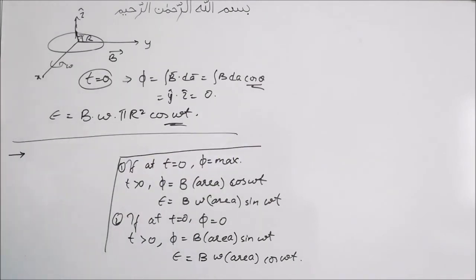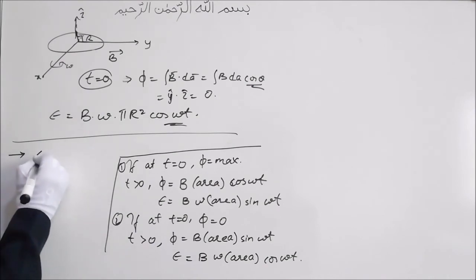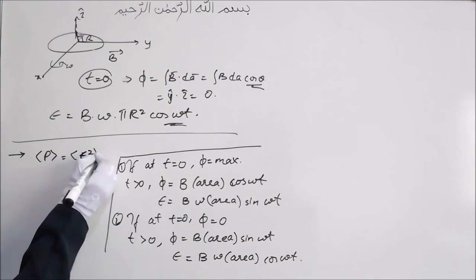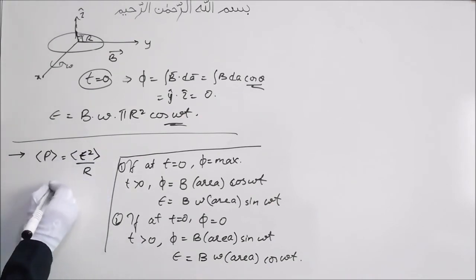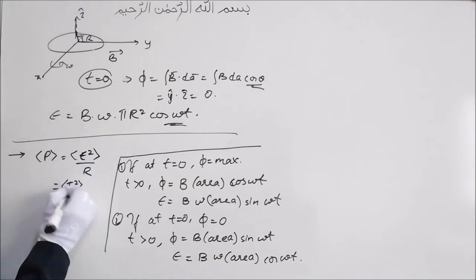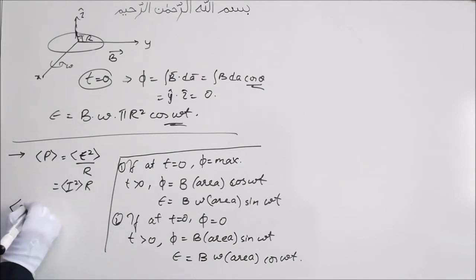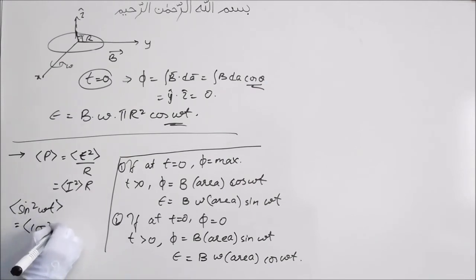Now if we look into average power, that will be E squared, that is EMF squared divided by the resistance R, or the average current squared multiplied by the resistance R. And you can remember that the average of sine squared omega t is equal to the average of cos squared omega t, which is equal to half. This is useful sometimes or many times.